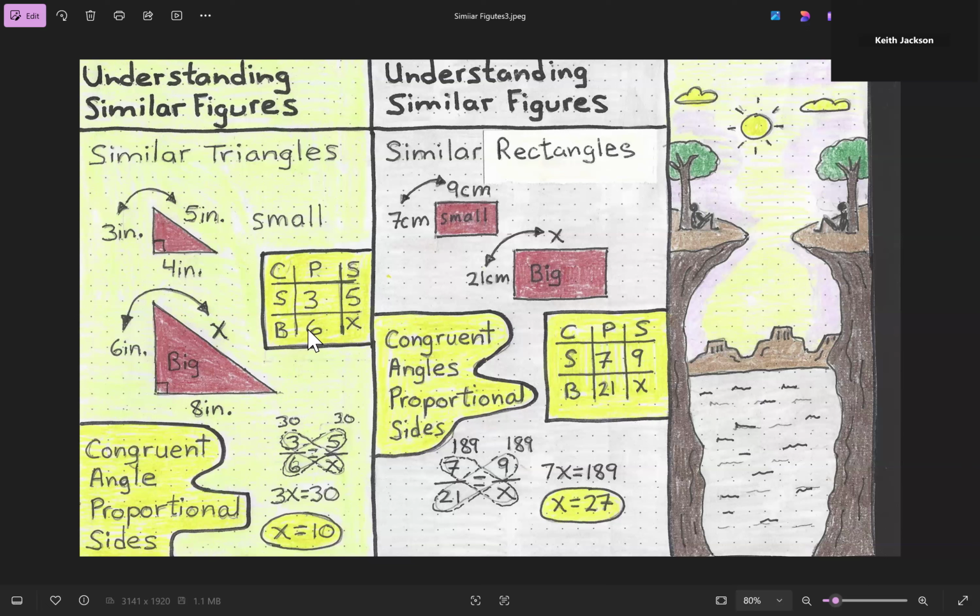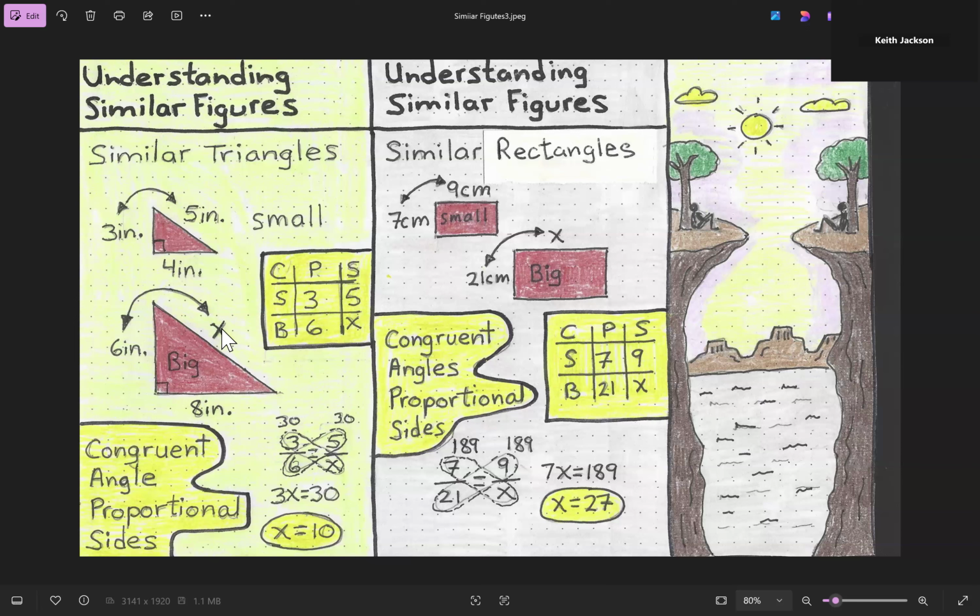We have this S right here that stands for the small triangle, and this B right here that stands for the big triangle. We're going to put the dimensions of the small right here, and then we're going to put the dimensions of the bigs right here. Smalls with smalls, bigs with bigs, y'all, okay? Let's take a look at what we have right here.